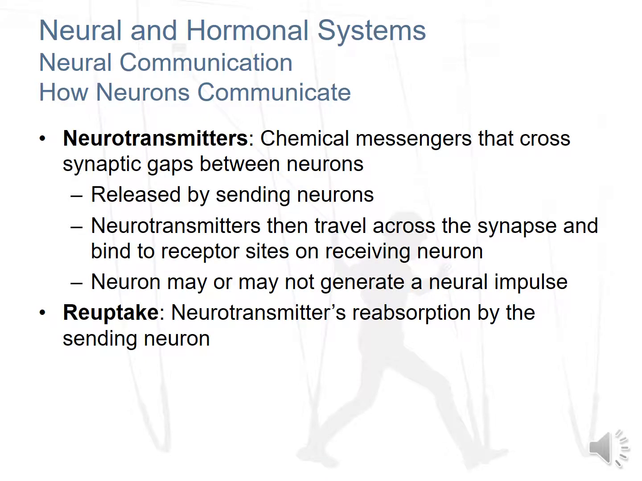And finally, neurotransmitters are just the chemical messengers that cross the synaptic gaps between neurons. They are released by the sending neurons. The neurotransmitters then travel across the synapse and bind to receptor sites on the receiving neuron. The neuron may or may not generate a neural impulse, and reuptake is the neurotransmitter's reabsorption by the sending neuron.